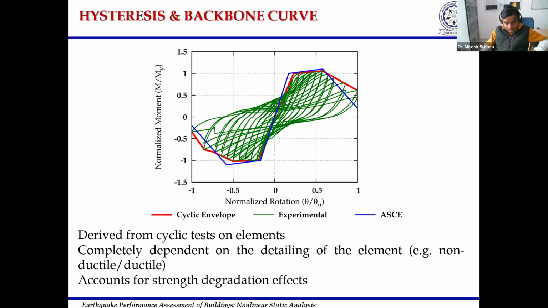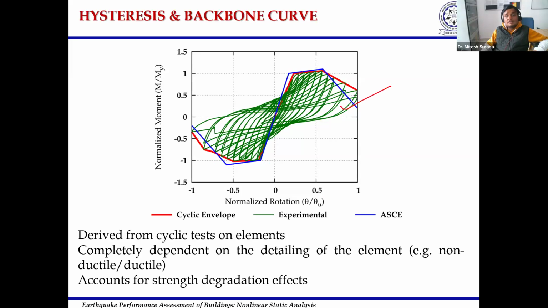So you can see that if I connect the peak points over each of these cycles, then I will be able to derive this red color curve which is shown by this envelope that is called cyclic envelope. So what is the cyclic envelope? If I connect the peak points of every cycle of displacement that is being given to this element and obtain a smooth curve, that is called cyclic envelope. And over this, I have overlapped another curve that is shown by this blue color curve, that is being obtained from the American standard. And the American standard defines how we can obtain this backbone curve for a particular element, whether it is beam, column or shear wall.